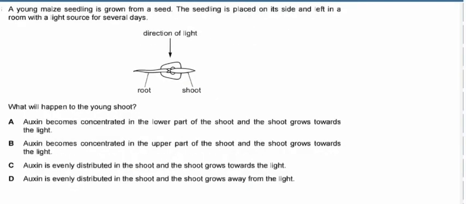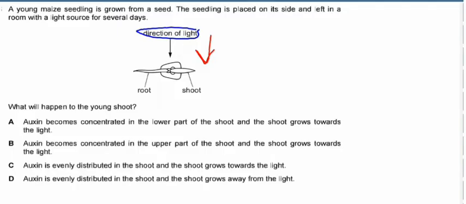A young seedling is grown from a seed. The seedling is placed on its side and left in a room with a light source for several days. So we have the direction of light, as you can see, from this side to this side. Then we have the root and the shoot. The shoot responds positively to light, that is positive phototropism, and roots respond positively to hydrotropism.